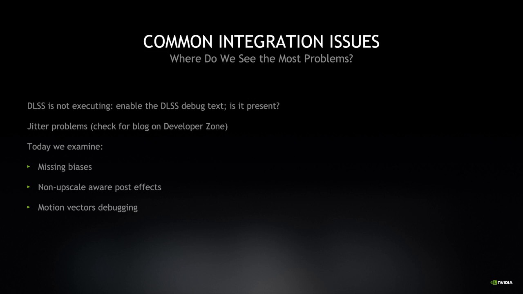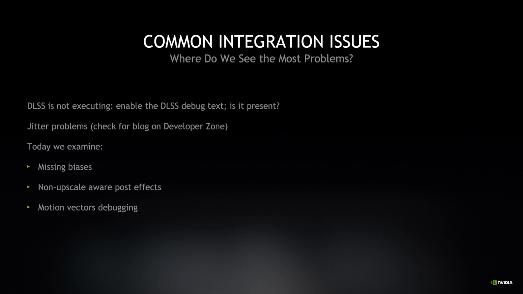So firstly, we sometimes hear, "Hey, I turned on DLSS, everything looks terrible. It's jittering around all over the place, there's jagged edges." Well, is DLSS actually running? The easiest way to pick that up is just to turn on that debug text. If you can see it, at least DLSS is running and we can move on from there.